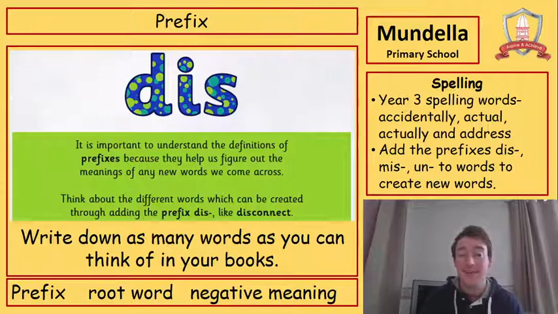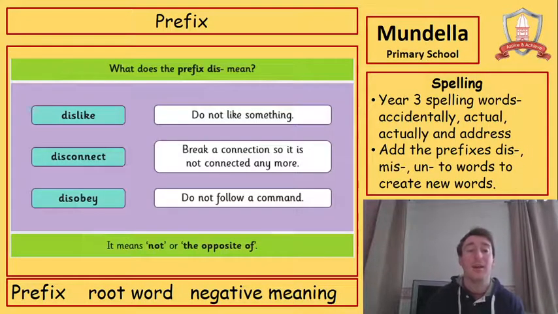3, 2, 1. Okay, let's have a little look at these words. So we've got dislike, and that's to not like something. Disconnect, to break a connection so it's not connected anymore, like when I unplug my laptop from the charger. And disobey, do not follow a command. So if I disobey something, then I don't do what I'm supposed to do or what I'm told to do. So it means not or the opposite of dis. I hope that your dis words go along the same lines too.